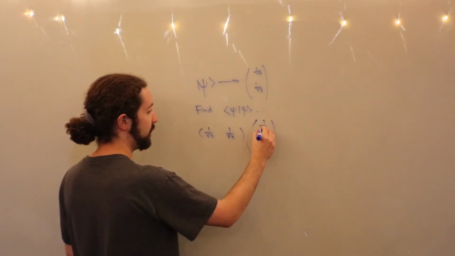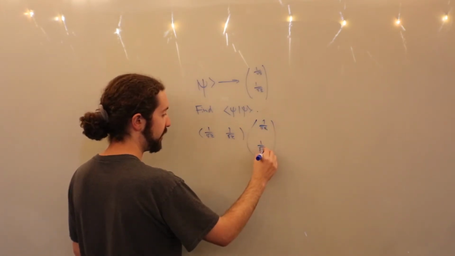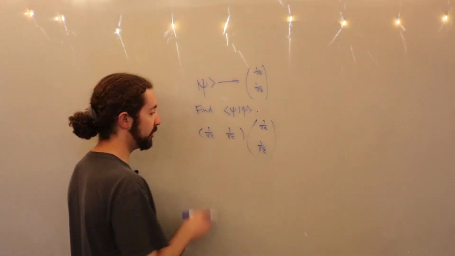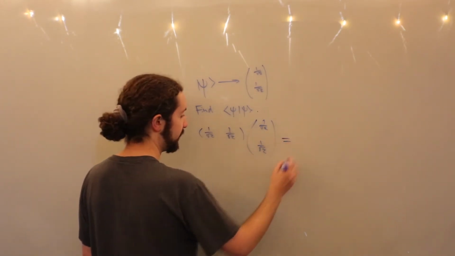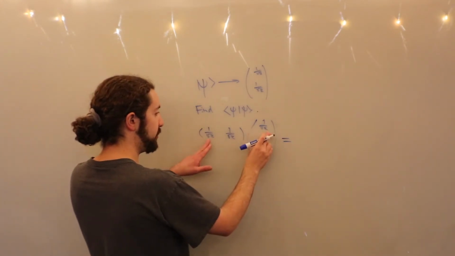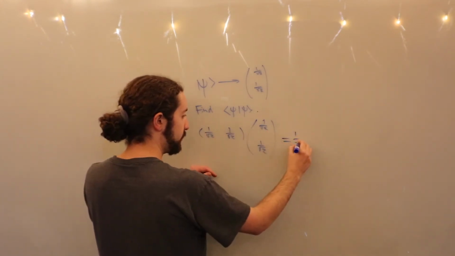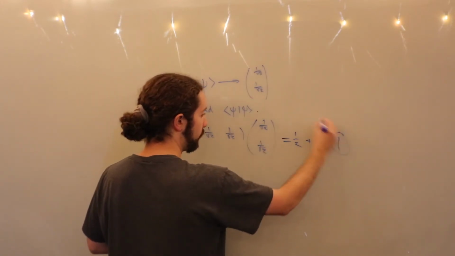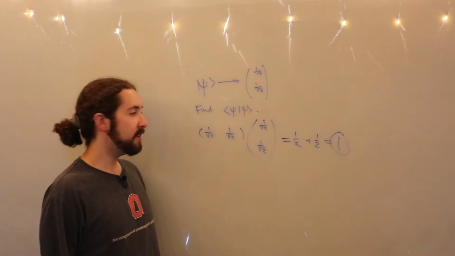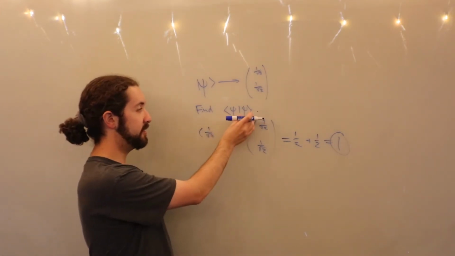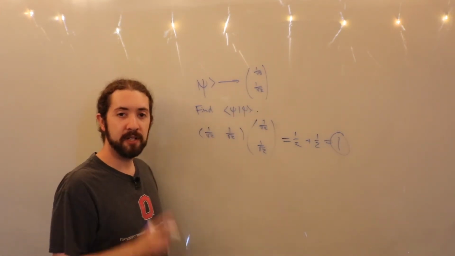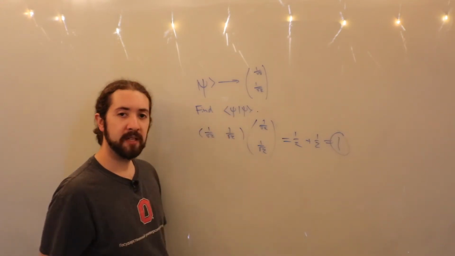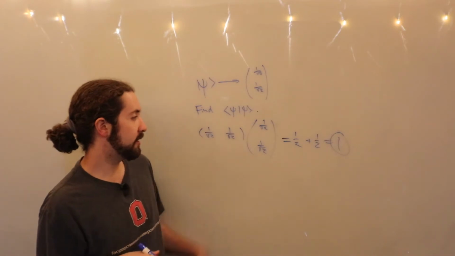And then we're going to multiply it by the state. Here we have a 1×2 matrix times a 2×1. So we'll get a 1×1, or just a number. 1/√2 squared is 1/2, plus the same thing, 1/2, is going to be equal to 1. And in fact, if you take the inner product of a state vector with itself, or rather with its dual, you should always get 1.